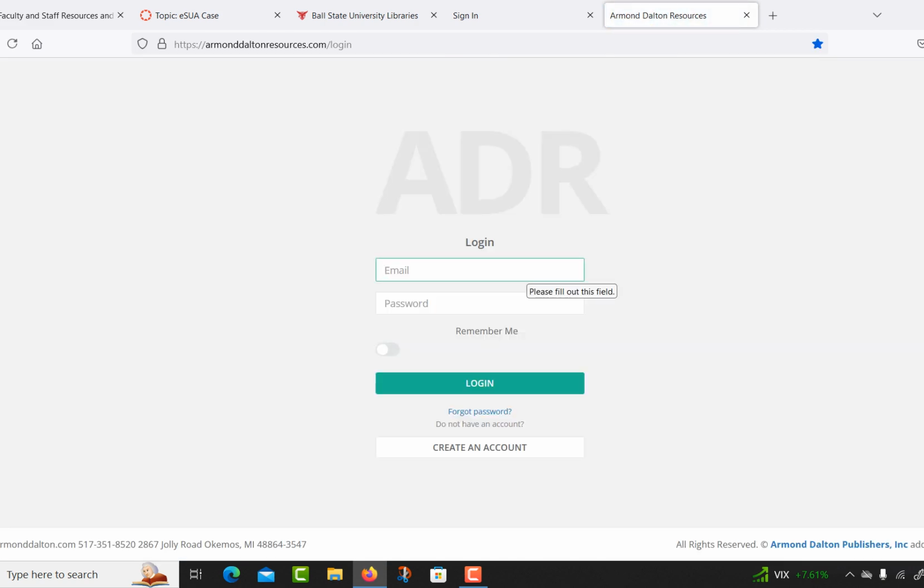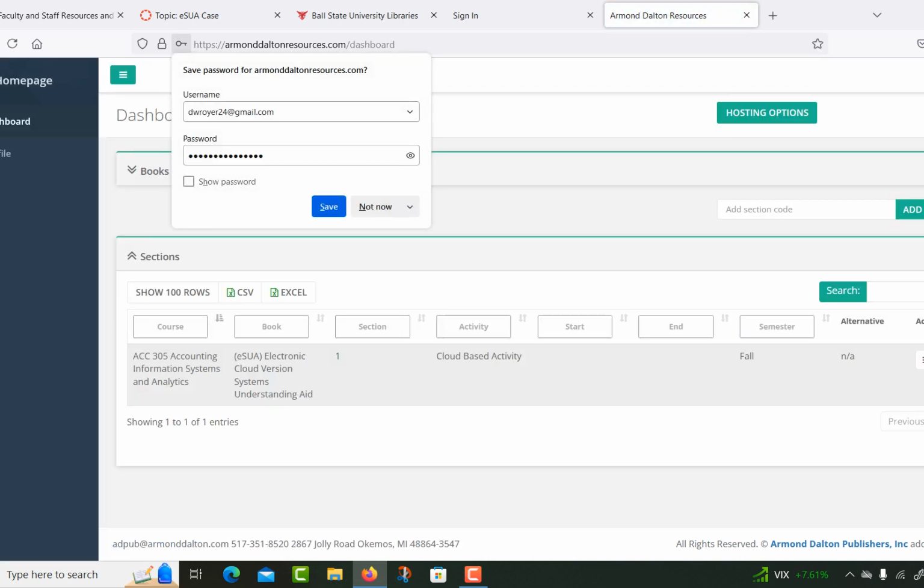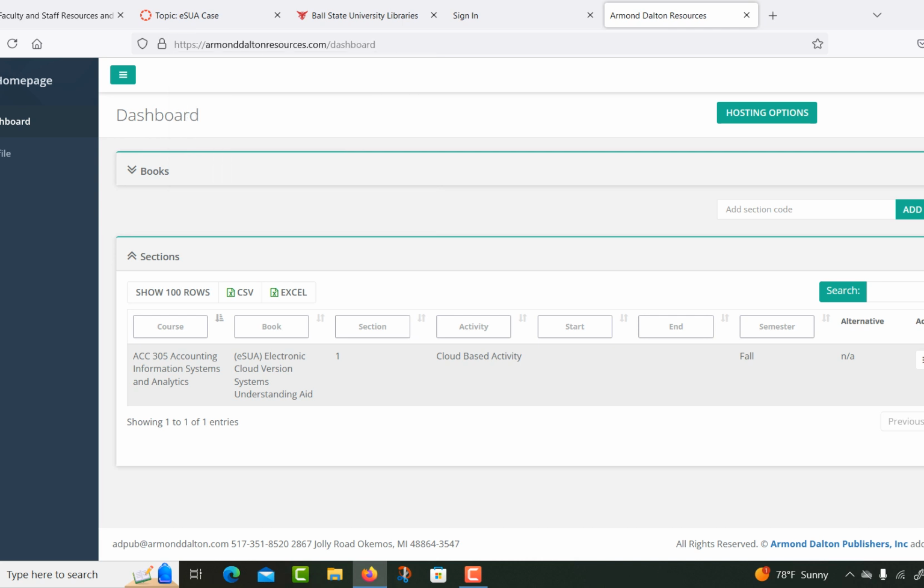Now I've set up a fake student, so I'm going to log in as the fake student, otherwise I can't see what you see. So I'm logging in as Dennis. When you log in, you won't see all of this information, but there will be a green box up here underneath the name. It'll say log into the eSUA.